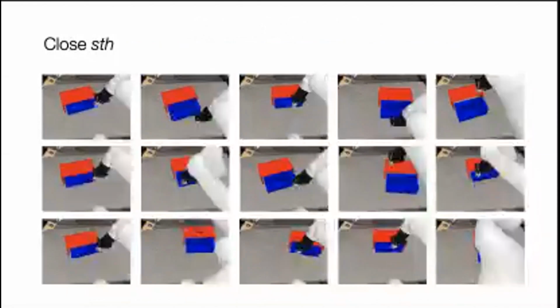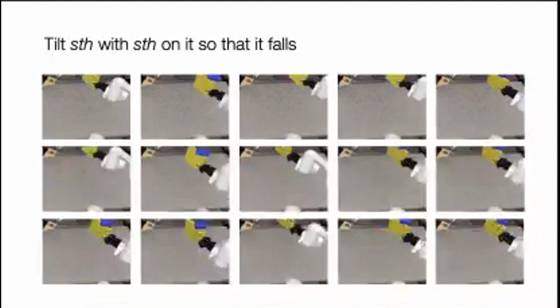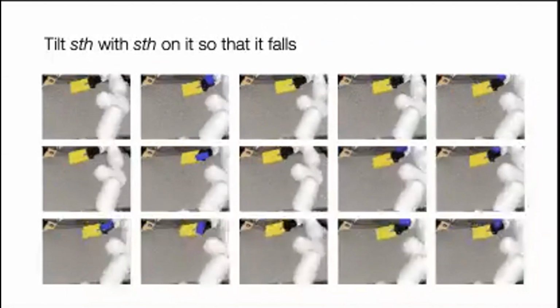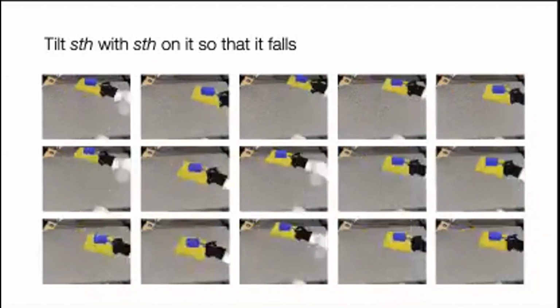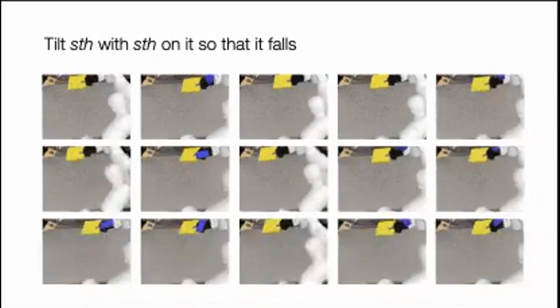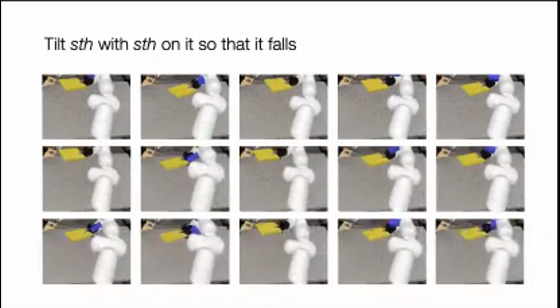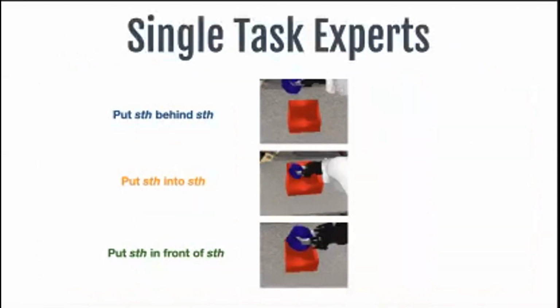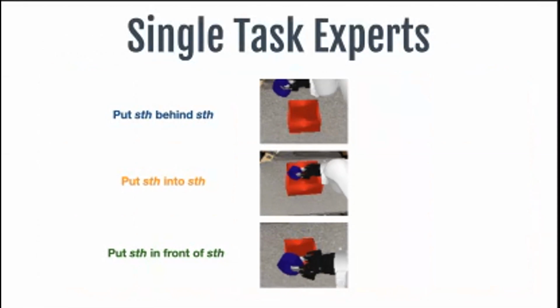Here's another example for tilt something with something on it so that it falls. It's like the opposite of what Wei Wei wanted in his talk, actually. And so now what we have is 78 single task experts trained in this way, each of which outputs motion trajectories to accomplish a desired task.